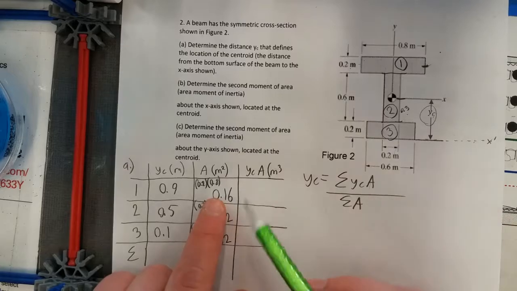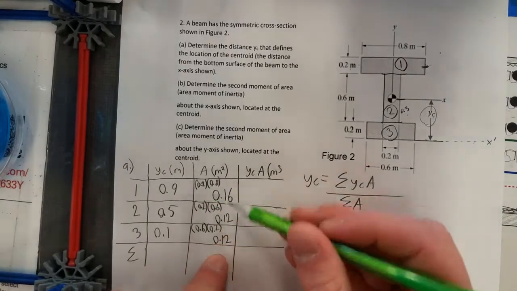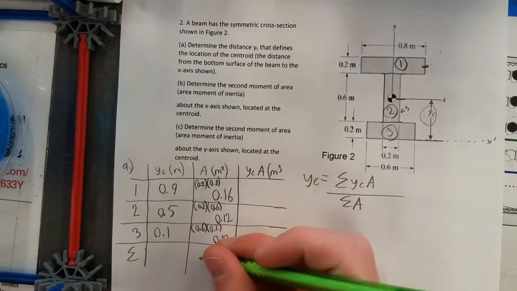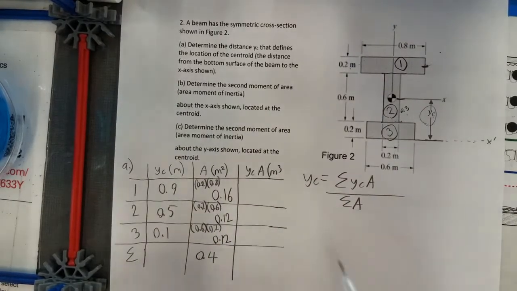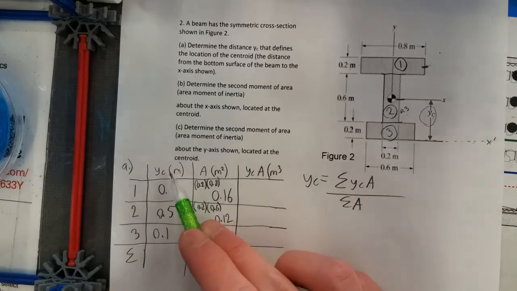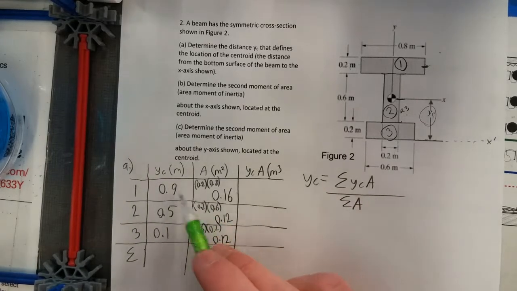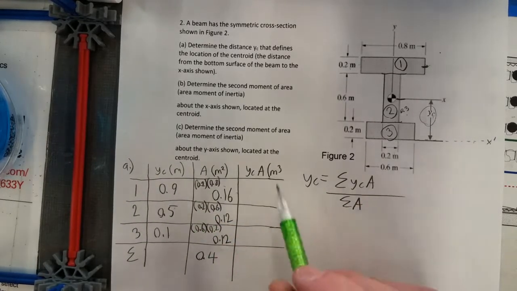We're going to need the sum of the areas anyway, so we can go ahead and sum them all now. And we get a total sum of 0.4 meters. And then we'll go ahead and move on to YC times A. We're just going to go through and multiply these together and put them in this column here.